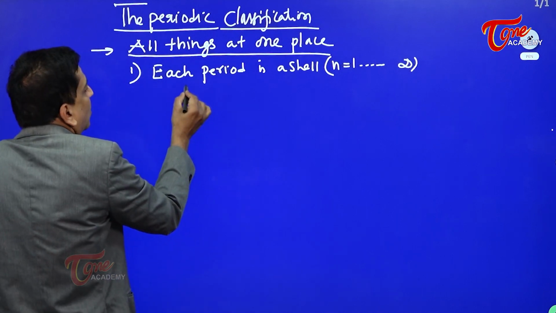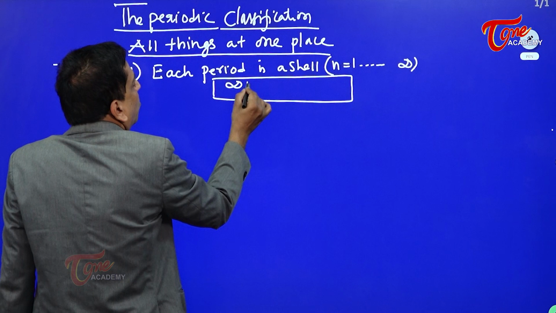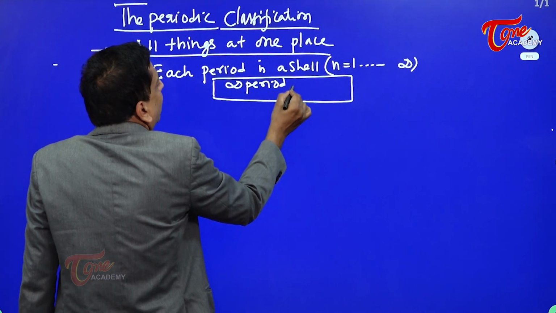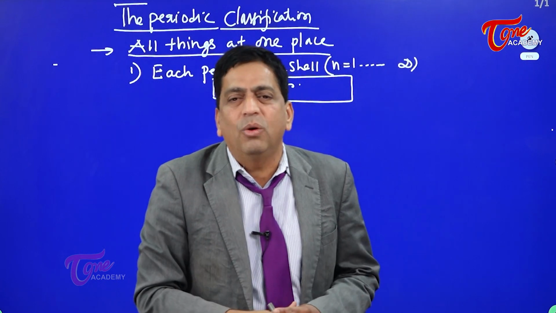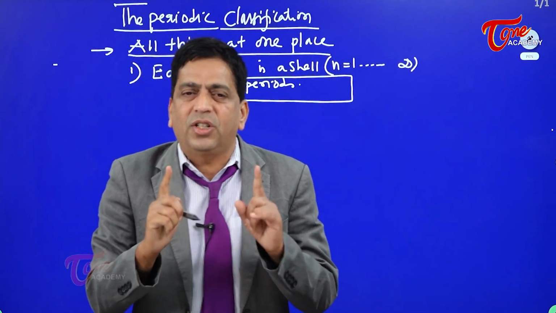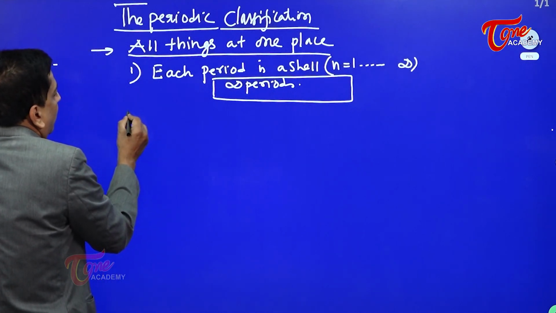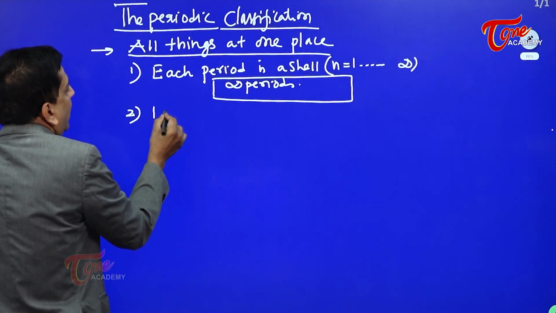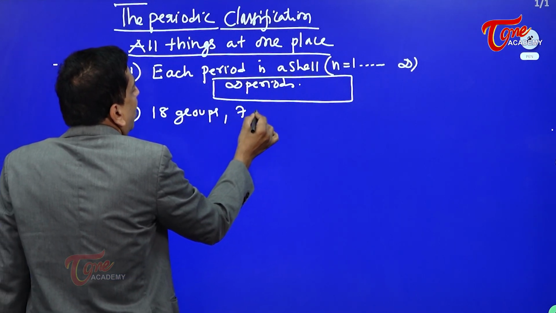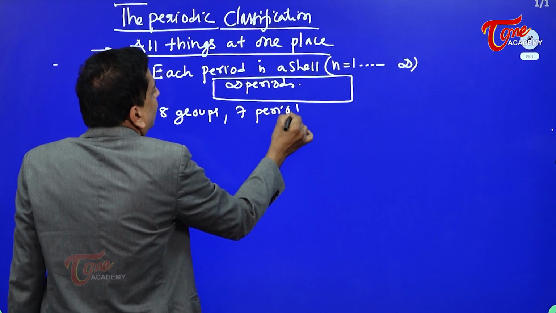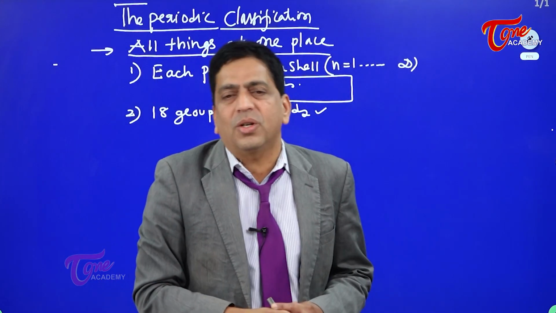So it implies that you have infinite periods. You have infinite periods in the periodic table, the seventh period being what? Incomplete. That is the first thing I would like to say. Second, it has 18 groups and 7 periods. It has 18 groups and what? 7 periods, you must understand.